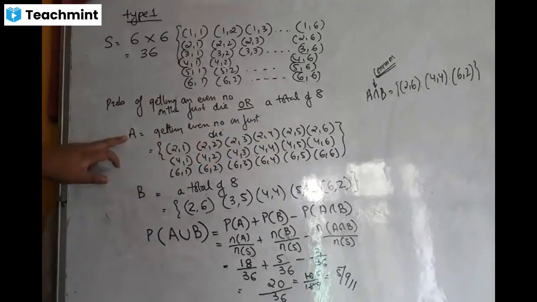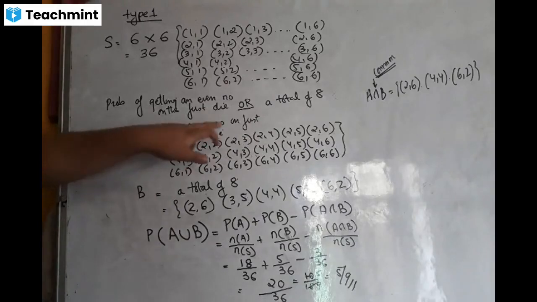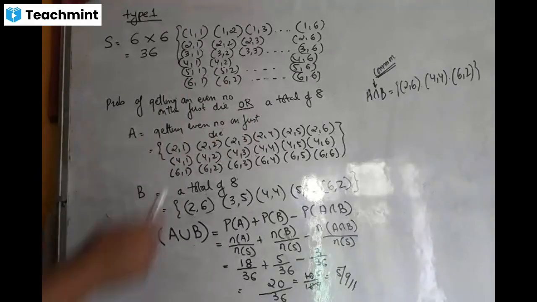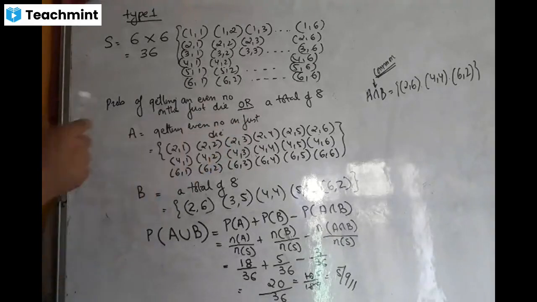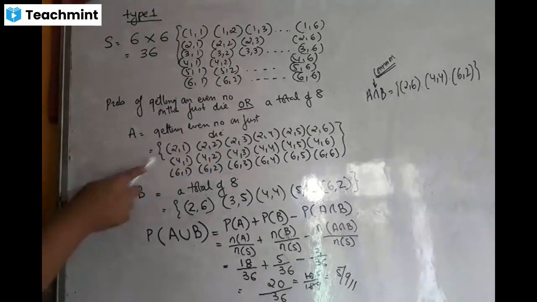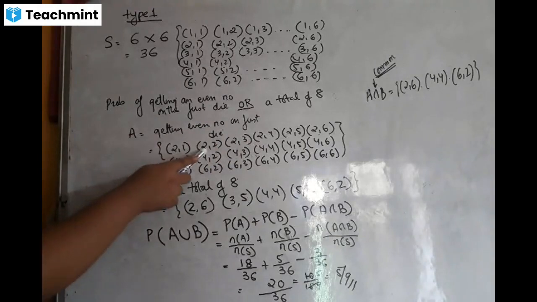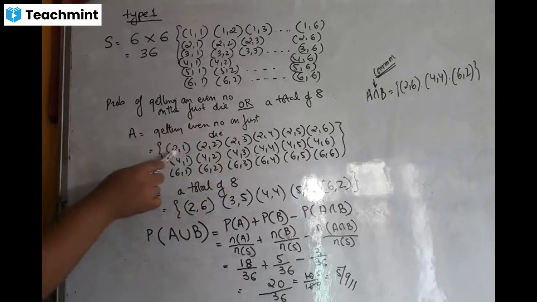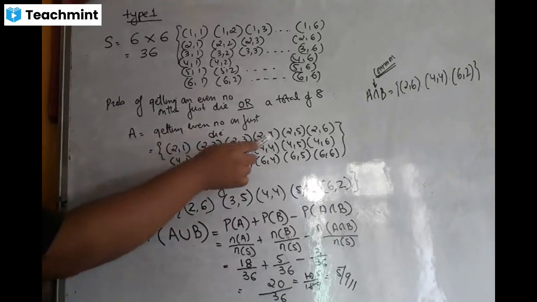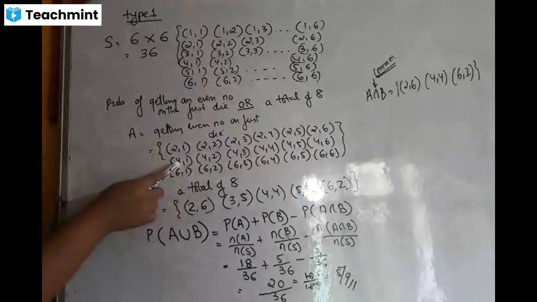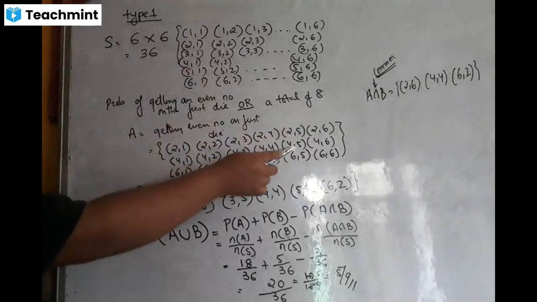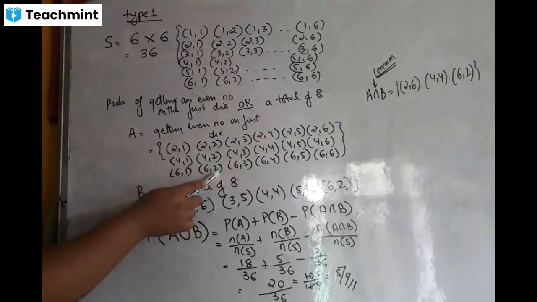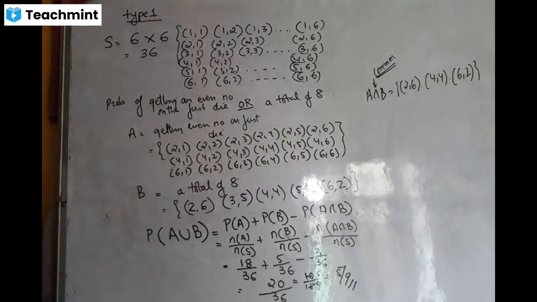So you take one event A, getting an even number on the first die. So what are your even numbers? 2, 4, 6. So if you get 2 on the first die, you can get 1, 2 on the second die. The second number does not matter, because we only need an even number. So 2,1; 2,2; 2,3; 2,4; 2,5; 2,6. Similarly, 4,1; 4,2; 4,3; 4,4; 4,5; 4,6. 6,1; 6,2; 6,3; 6,4; 6,5; 6,6. So these outcomes satisfy this event.